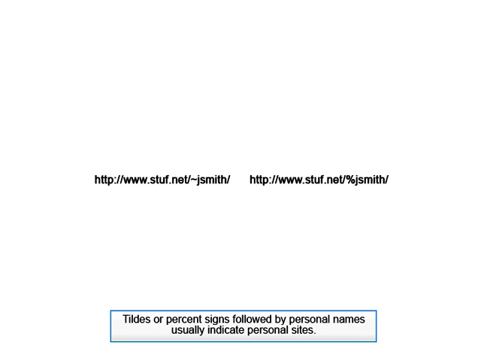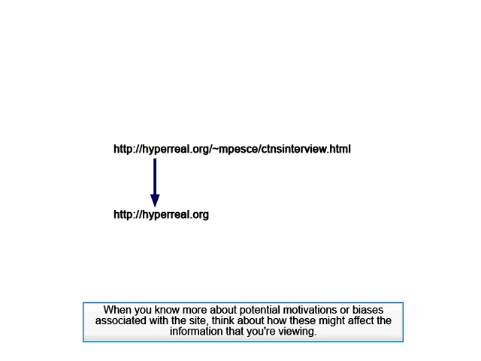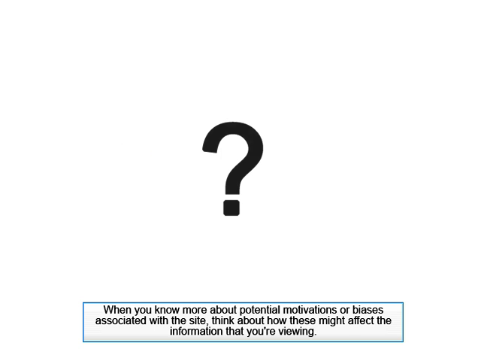Tildes or percent signs followed by personal names usually indicate personal sites. Shortening the URL to find the home page of the site that you're viewing might also give you some more information about any groups or organizations that this information is aligned with. When you know more about potential motivations or biases associated with the site, think about how these might affect the information that you're viewing. Also consider your own emotional attachment to the content of the site. Are you able to objectively evaluate it?